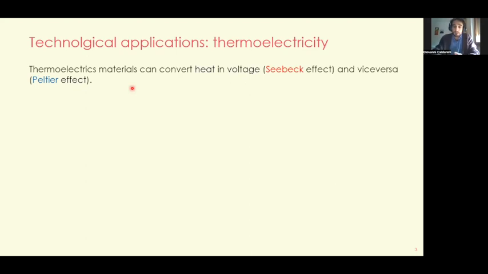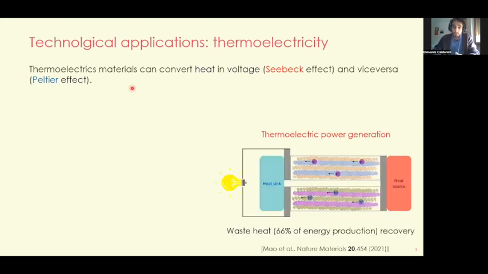It can be used in a variety of applications, such as the so-called thermoelectric power generation. That could be a technology in which the waste heat, which has been estimated to be 2/3 of all the energy that is produced in the power generation industry, is lost in the form of waste heat. And so this kind of technology could be used to recover part of this waste heat and convert it back into electrical energy, so boost up the efficiency of the power industry.